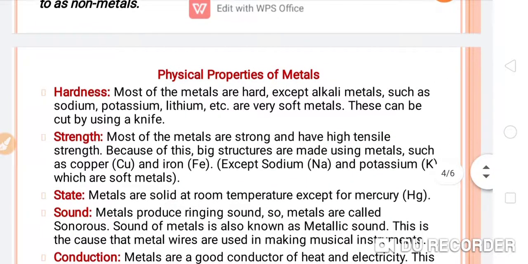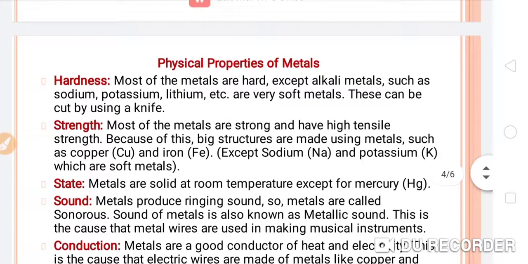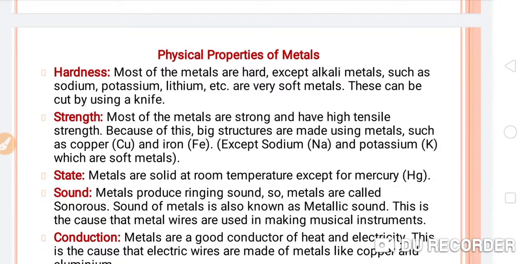Now come to the important point, that is the physical properties of metals. What are the physical properties of metals? So let's see students. Number first, that is hardness. Most of the metals are hard except alkali metals such as sodium, potassium and lithium, which are very soft metals. These can be cut using a knife. So these are the exceptions, meaning sodium, potassium and lithium.